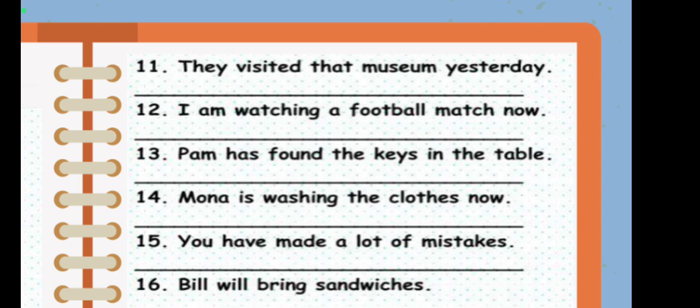Now, can you do 11 to 13? Okay. That museum was visited by them yesterday. You got that. By them yesterday. Great. Now, 12.